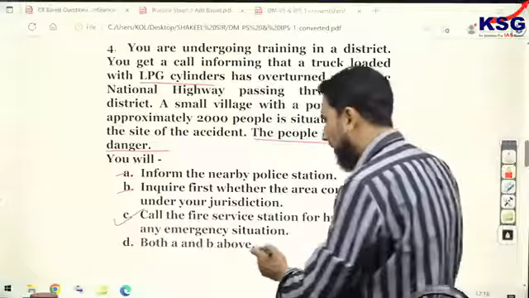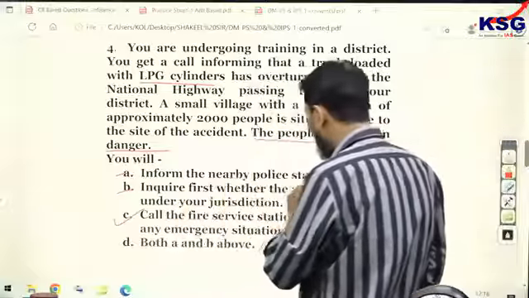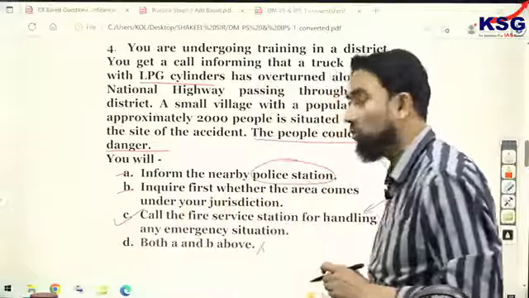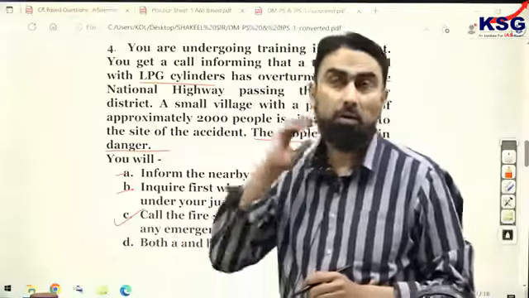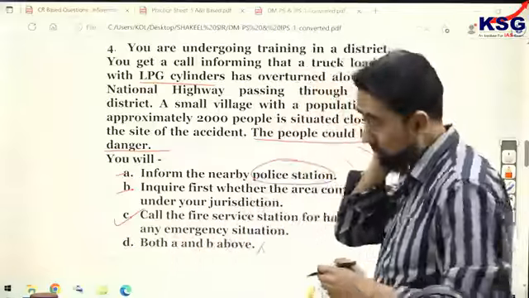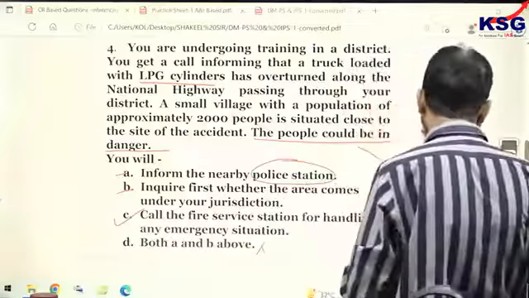Option D, another option, loses out, because police is not the relevant authority to deal with the situation. Ultimately they will have to call the fire service. So your answer is right, C option.